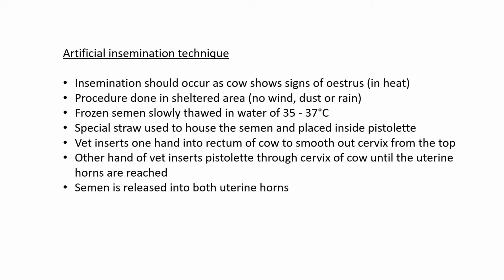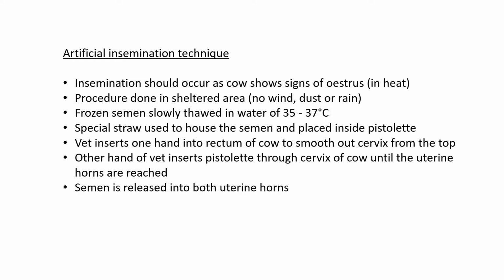Then fourthly, special straws are used to house the semen, meaning these very, very long straws are where the semen is. And then the straw with the sperm inside is placed into a special type of instrument called a pistolette. It kind of looks like a very long syringe. So then the vet inserts one hand into the rectum of the cow and smooths out the cervix from the top. Again, I will show this to you guys in the next slide.